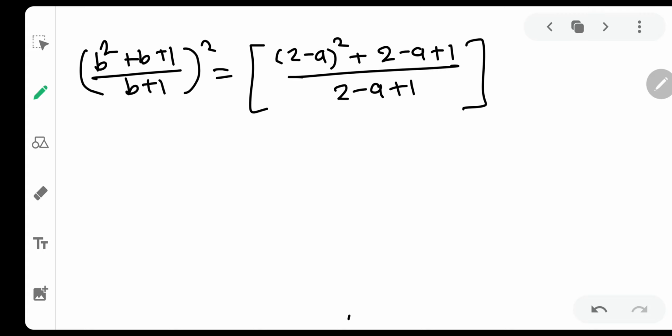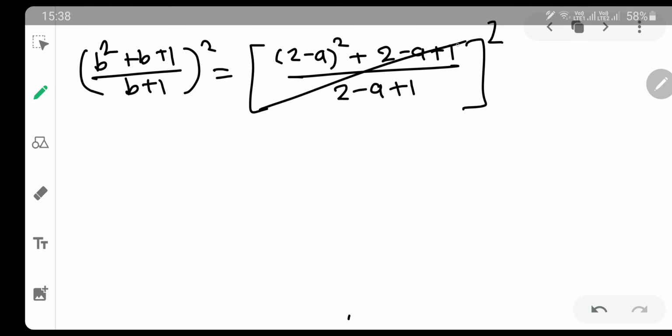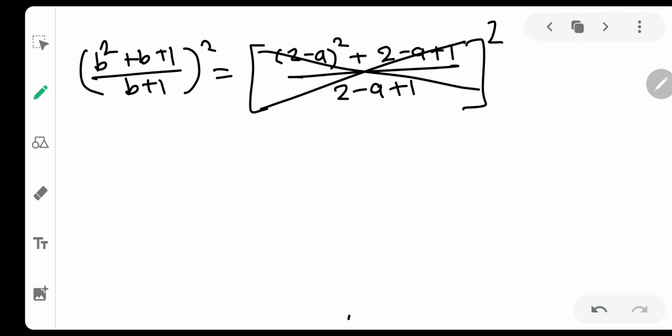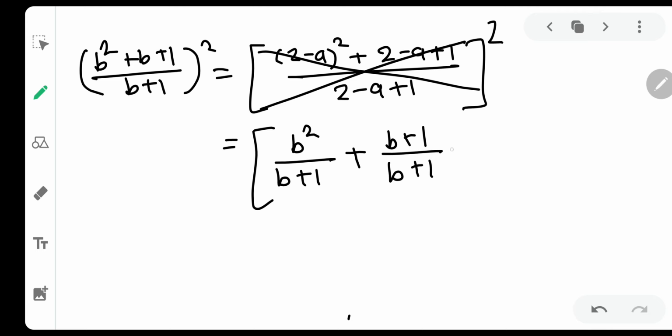If we try to move ahead, it is looking difficult. So what I might do is scrap this step. Doing this was still essential. Now you will ask why? Just have a look at what I am going to do next. This will be B square upon B plus 1 plus B plus 1 upon B plus 1. Now see, it turns out to be a much simpler concept, because B plus 1 upon B plus 1 would be equal to 1 only.